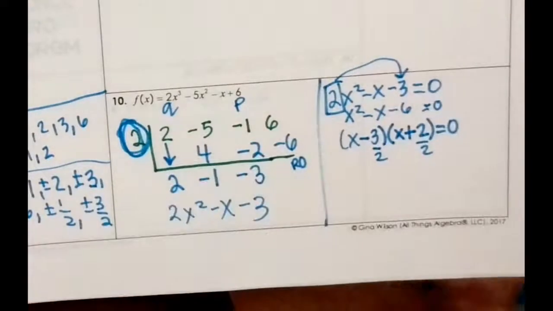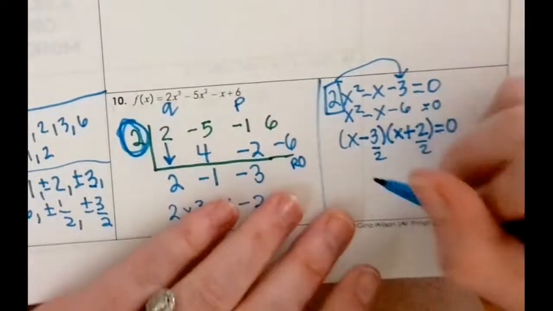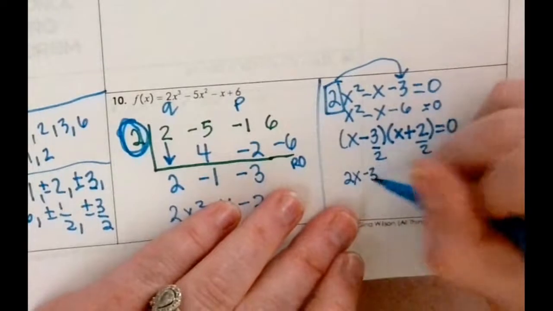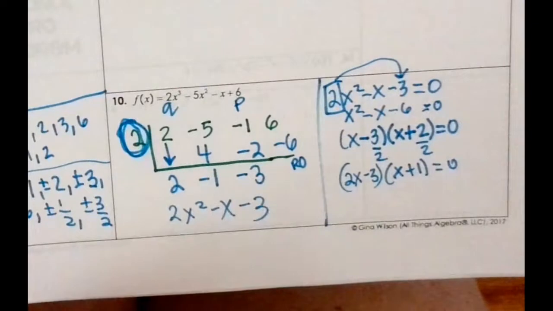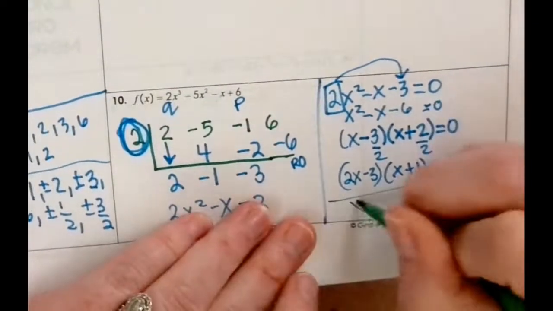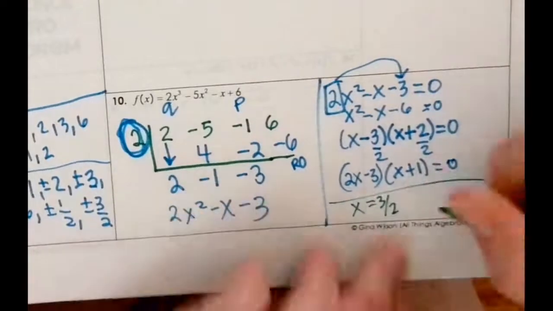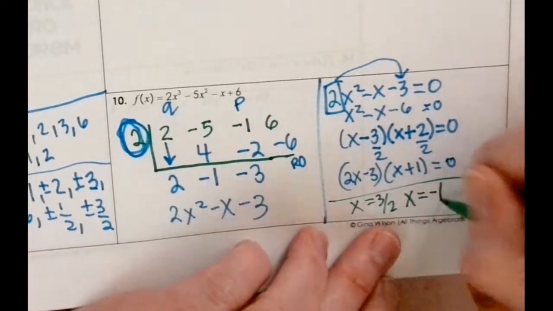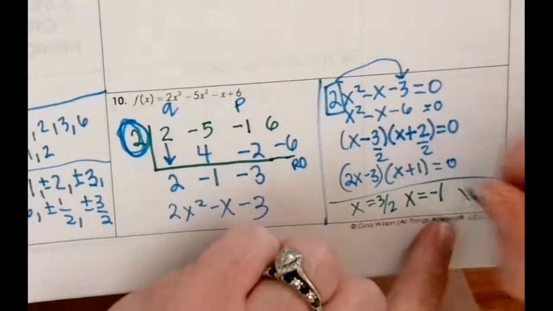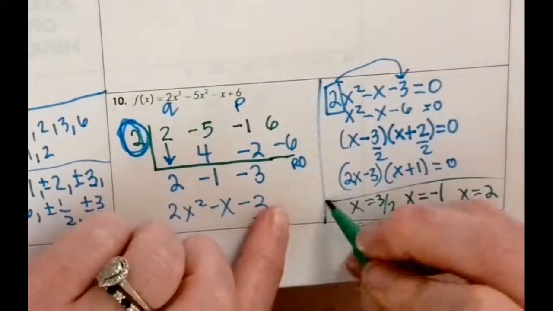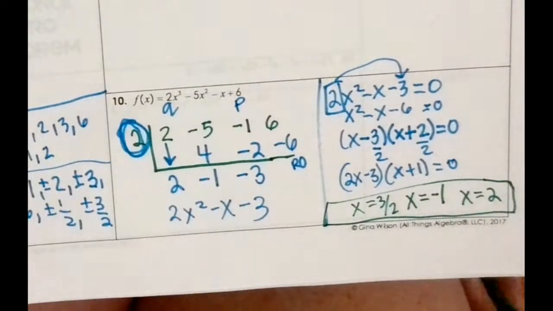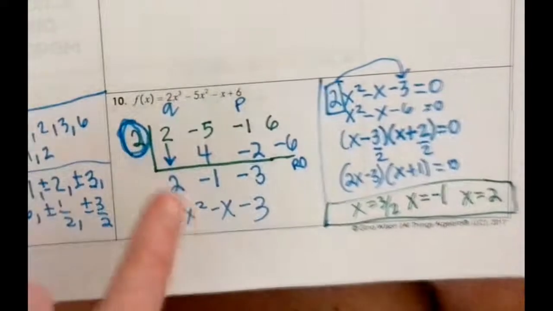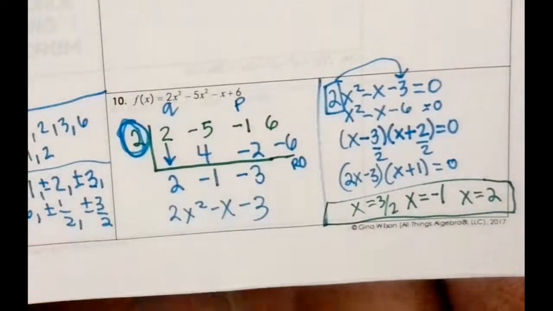And now you can see your other possible zeros are showing up, right? Those will be 2x minus 3 times x plus 1. Okay. So my zeros are x equals 3 halves, x equals 1, negative 1, sorry. And then we found 2 from using all the theorems, from using the rational theorem, then from using the factor theorem and the remainder theorem.